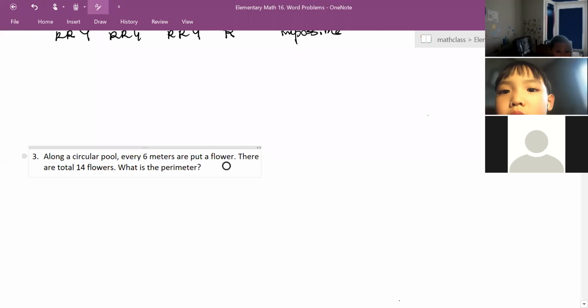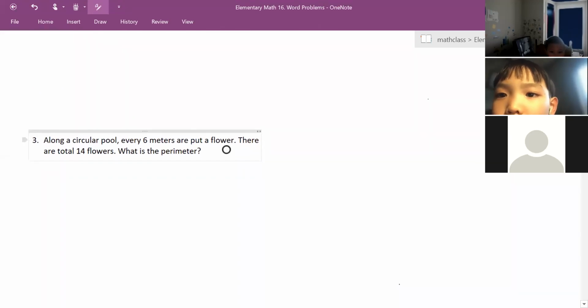Okay, this time it's not a line, it's a circle. Along a circular pool, every 6 meters I put a flower, and there are a total of 14 flowers. What is the perimeter? Okay, this is another geometry problem.